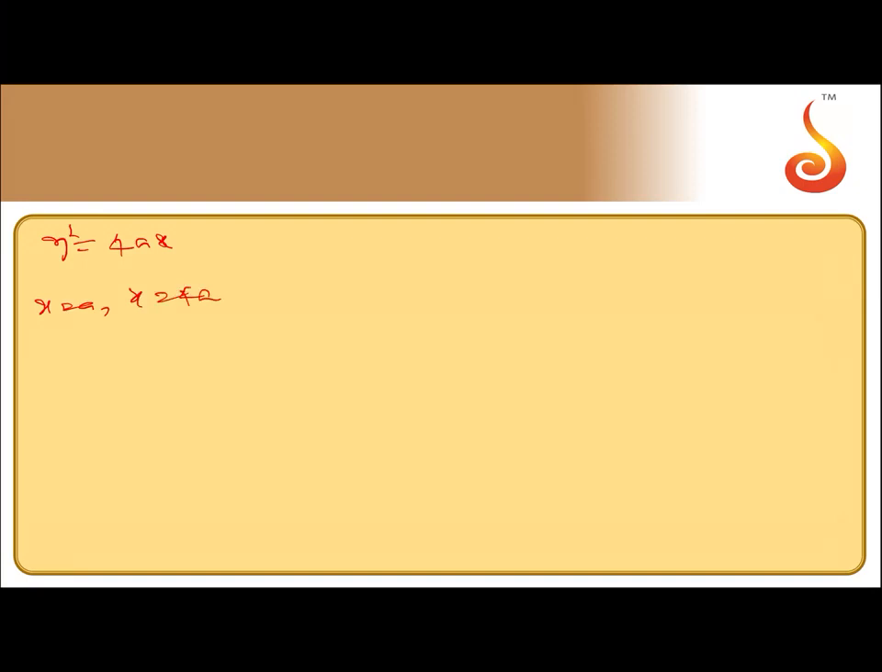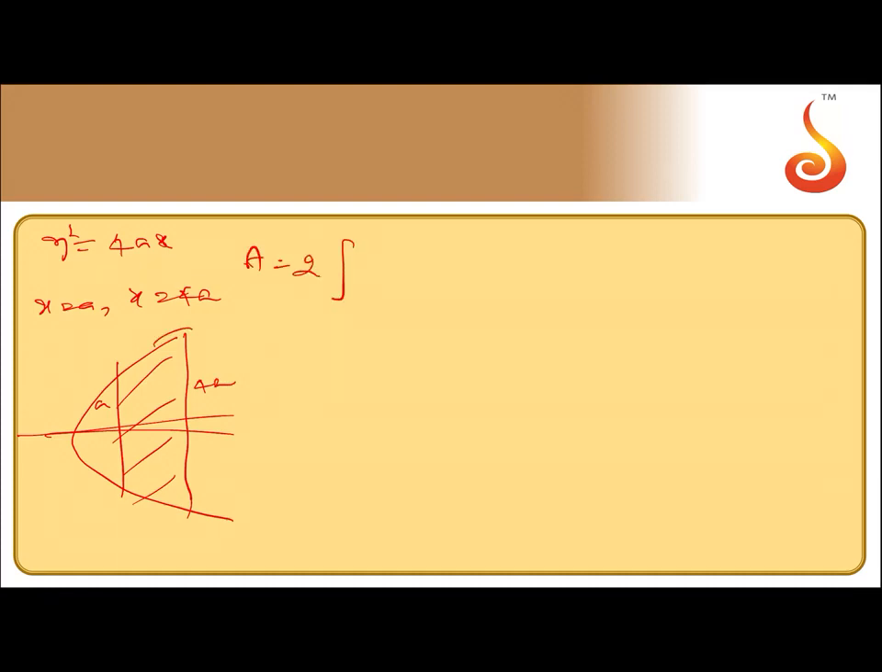Okay, let me take up here. This is actually the parabola, x equals a, x equals 4a. That is nothing but this area. Now by symmetry we can take it as above the x-axis, starting from a to 4a, and we calculate double of it. So the required area is equal to twice the integral from a to 4a. Under the curve it is 2 root a root x.